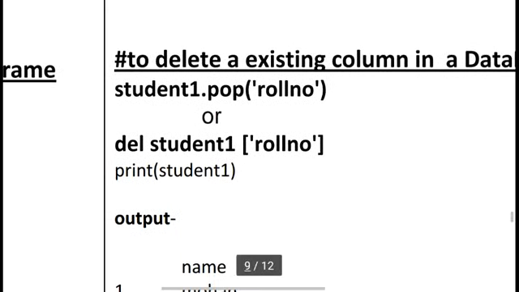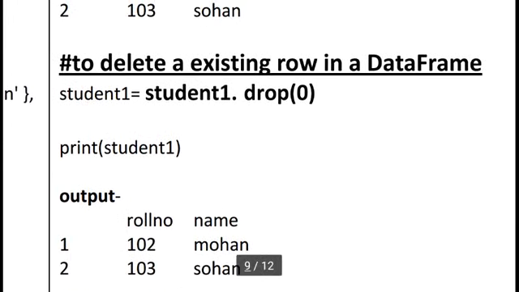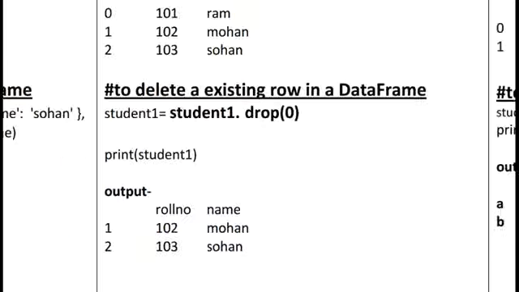This is a simple thing. So using pop or del student1, this style we can use to delete an existing column, or using drop, in brackets we always use the index position to delete a particular row. So this is a simple thing.